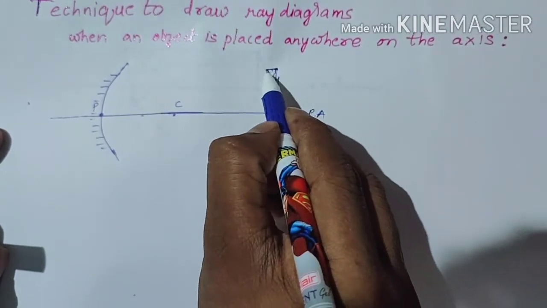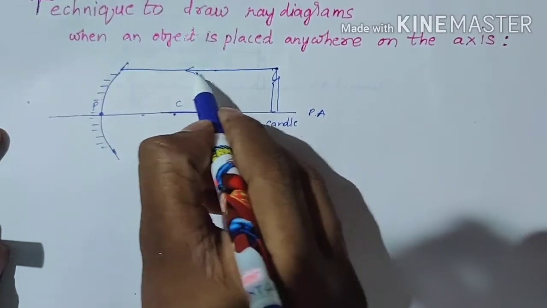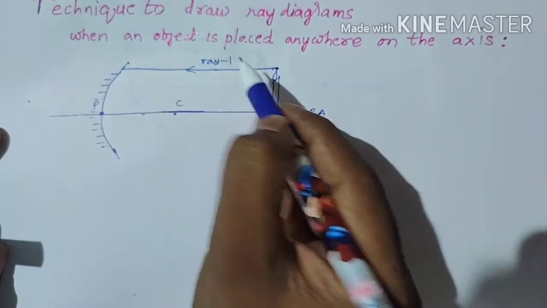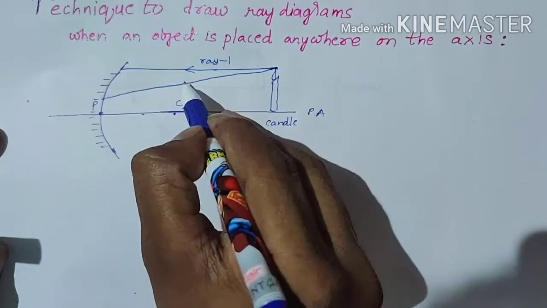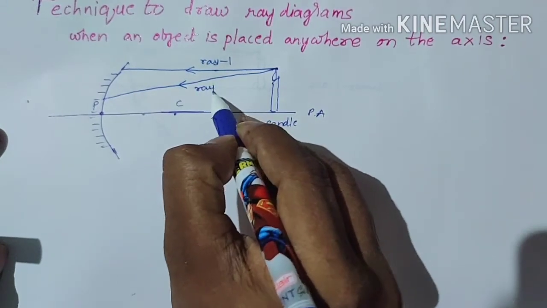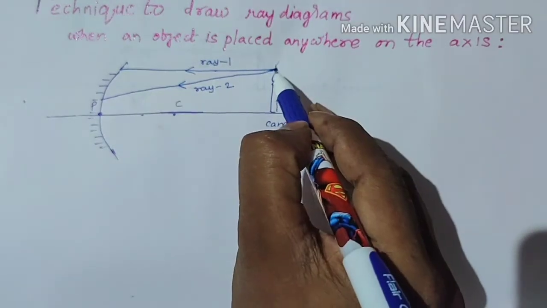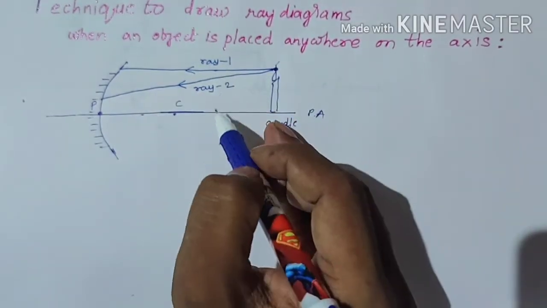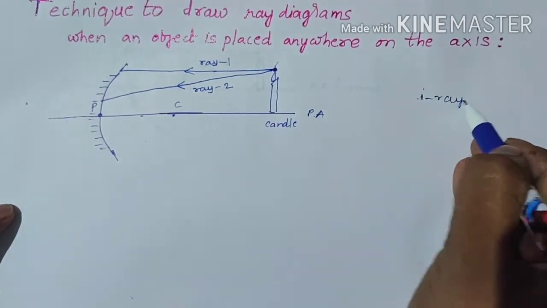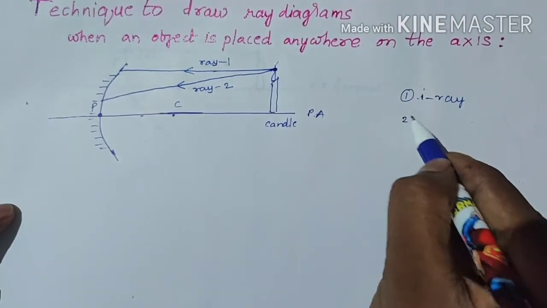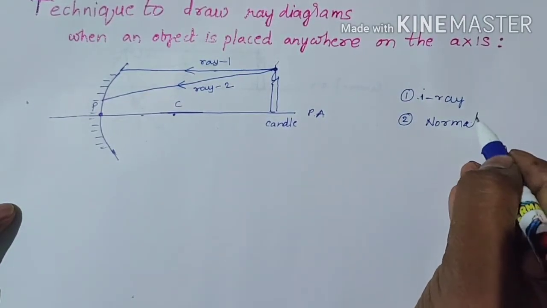So this is ray 1 in one direction, and I am taking another ray from the same point but in a different direction. So thus I have drawn two rays from the tip of the flame in two different directions. So these rays are called what? Incident rays.